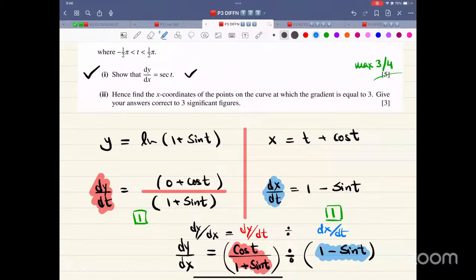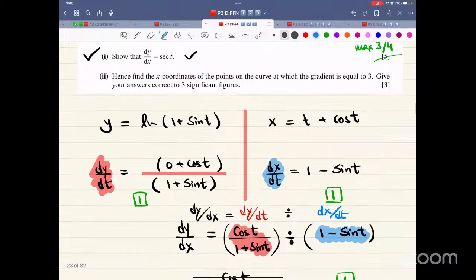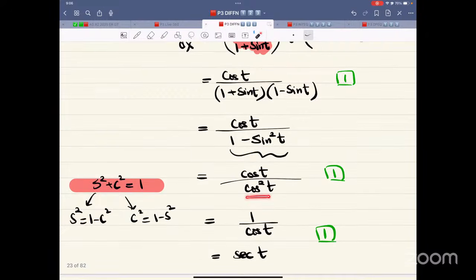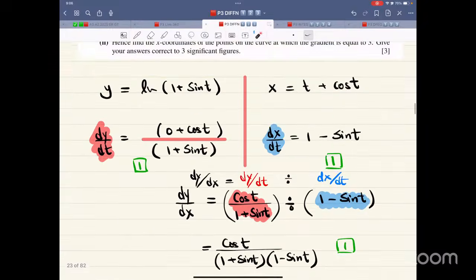There is also a range given, which is for part 2 and part 3. So now when we divide, this is cos t at the top, over 1 plus sine t times 1 minus sine t. This is 1 minus sine squared t, that is cos squared t. So cos over cos squared is 1 over cos, and 1 over cos is sec. These identities are very important: sine squared is 1 minus cos squared, and cos squared is 1 minus sine squared. That is the first part.